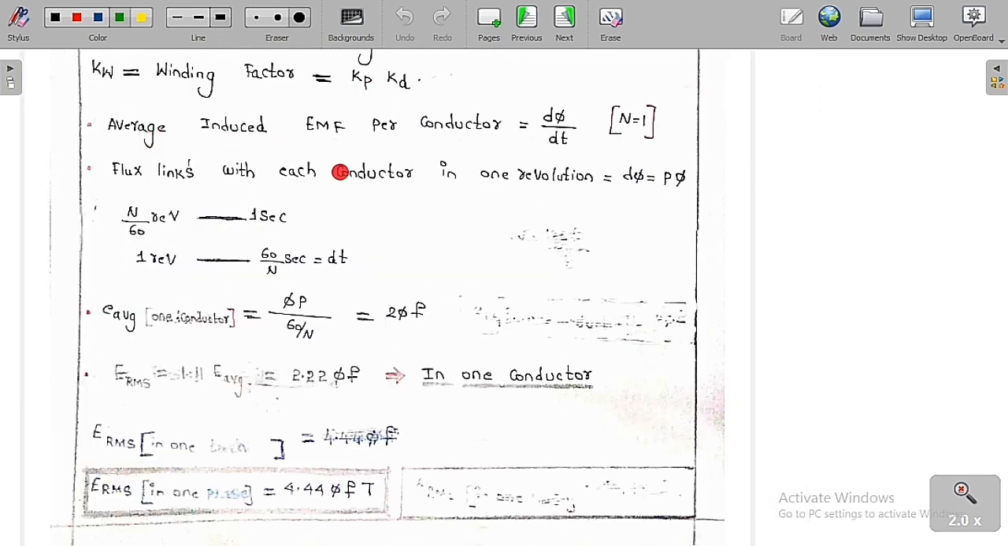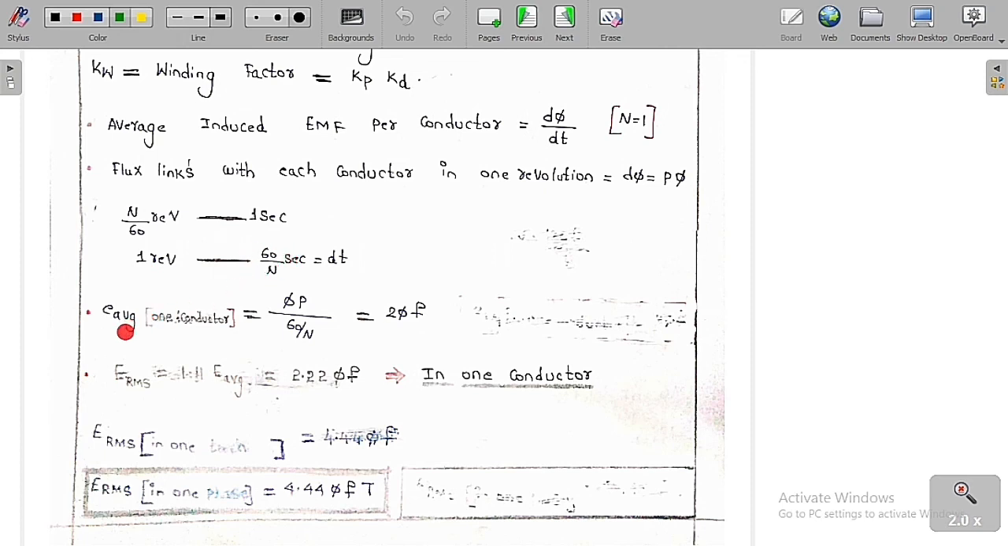The average EMF induced per connector is equal to d phi by dt per one connector, meaning n is equal to 1. The overall amount of flux linked by one connector in one revolution is equal to P phi. If the rotor is making N revolutions in 1 minute, then it makes N by 60 revolutions in 1 second. So for one revolution, just by cross multiplication, we get 60 by N seconds. Therefore, for one revolution of the rotor, this much time is taken.